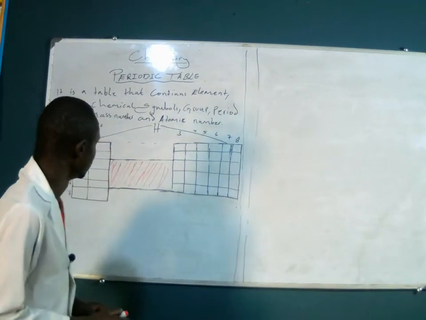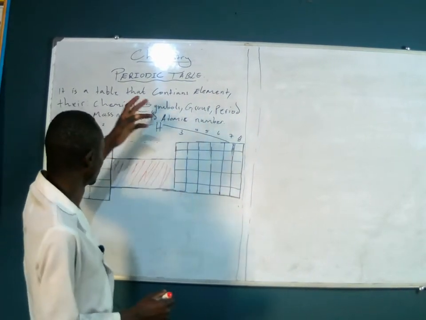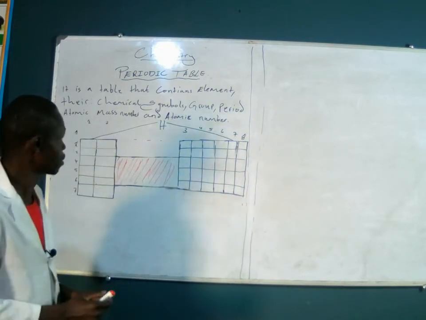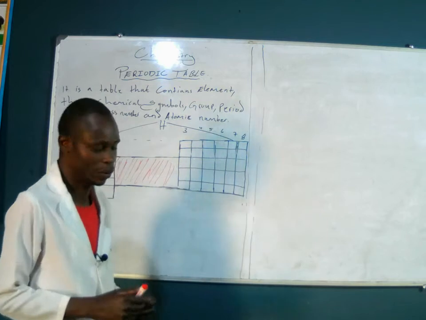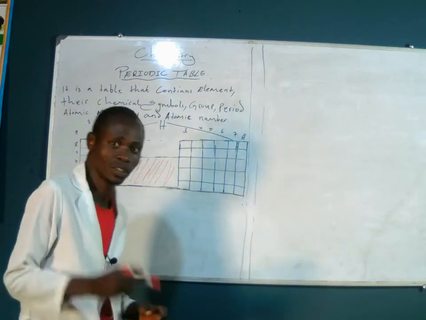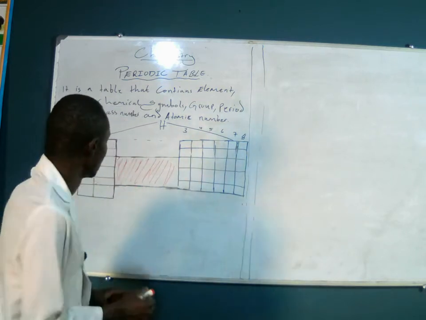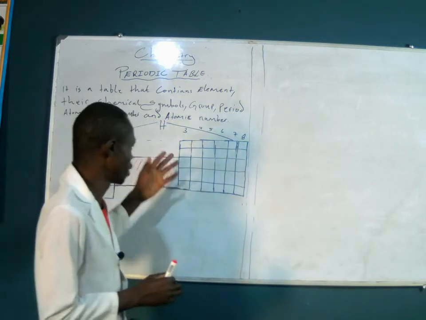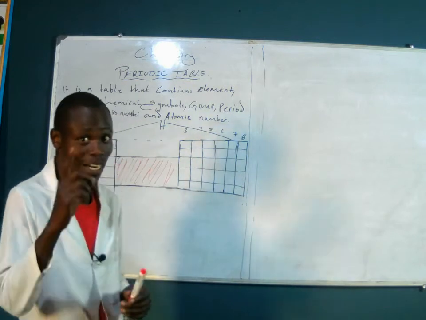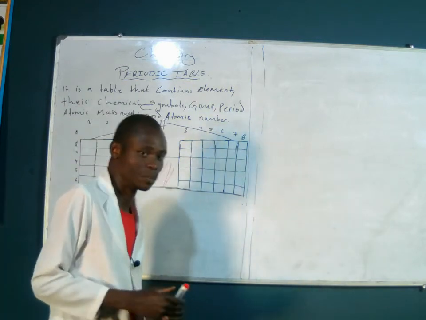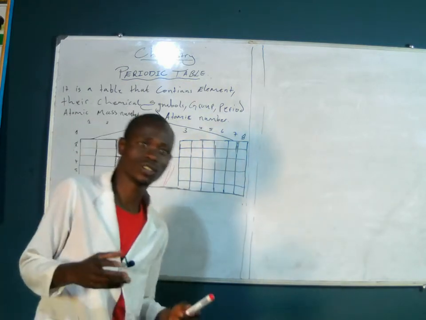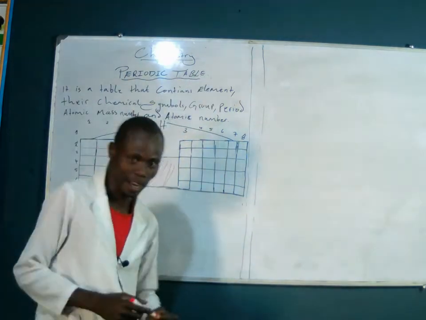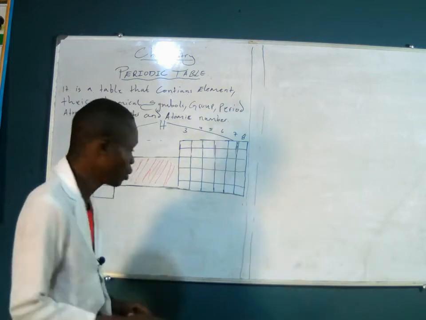Today in chemistry we are doing a topic called the periodic table. To start with, I want to encourage you on how to get a distinction in chemistry. Please, chemistry is a very simple subject. All you need to do is to understand the concept, the idea. You can write it using your own English, but don't destroy the chemistry. That is very important.